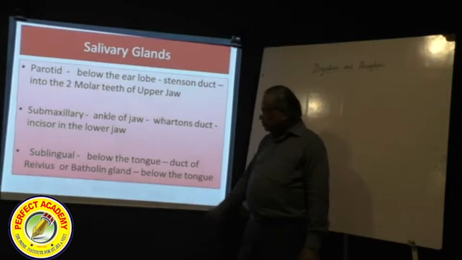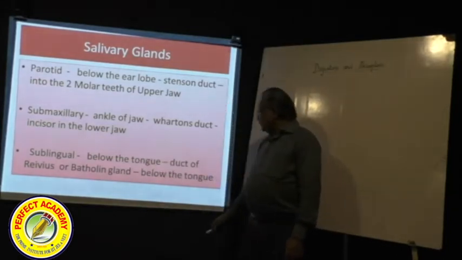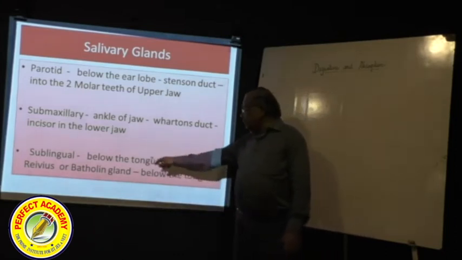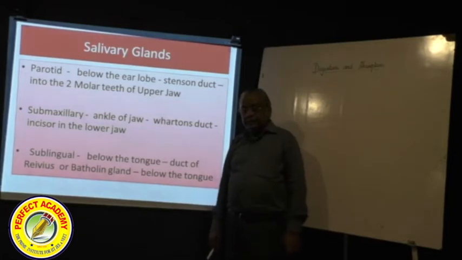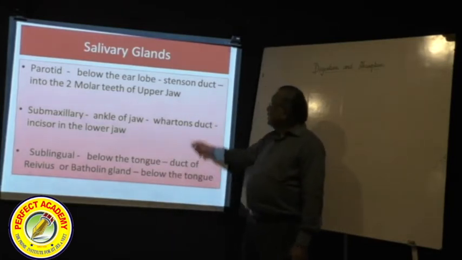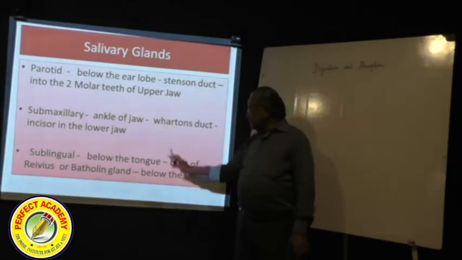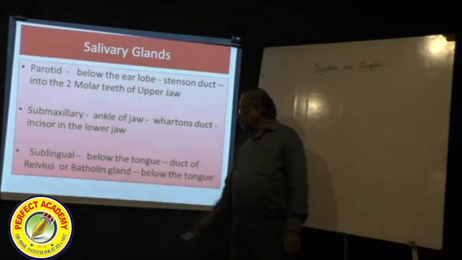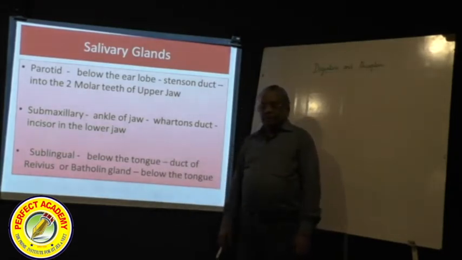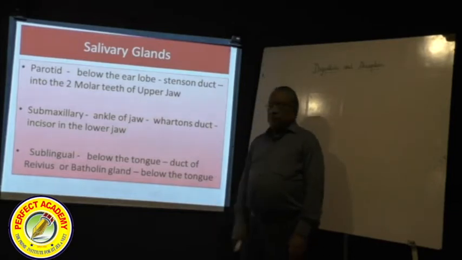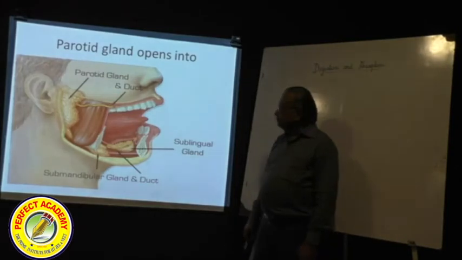Now the sublingual, as I told, is found below the tongue, but it is connected through the duct of Rivinus. So three ducts you are now seeing: Stenson duct connected with the parotid, Wharton duct connected with the submaxillary, and duct of Rivinus with the sublingual, and it opens below the tongue. So these are the ideas about the openings of the salivary glands from which the saliva is poured.